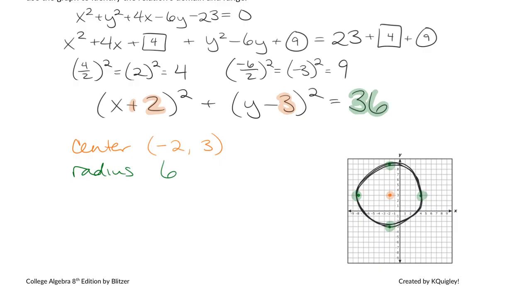How did I get 36? I added all of these numbers together. 23 that I moved, and then the 2 magic numbers combined to make 36.